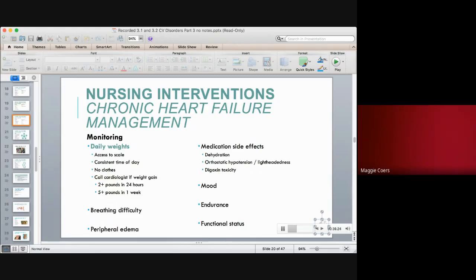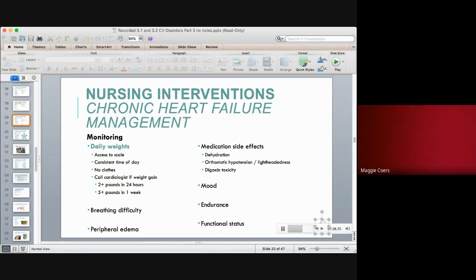So if the weight gain is 2 or more pounds in 24 hours or 5 pounds in a week. We need to make sure that we monitor the patient for signs and symptoms of edema, of shortness of breath. We teach on the medication side effects, things such as dehydration, orthostatic hypotension, or lightheadedness. We monitor for falls with this.